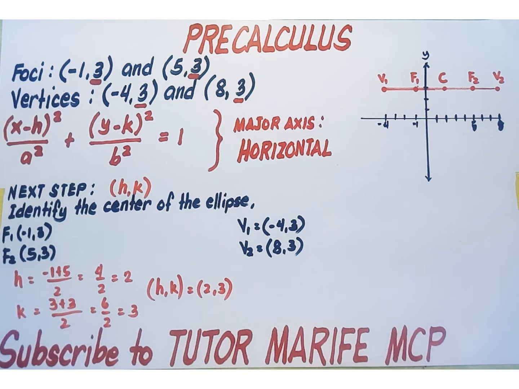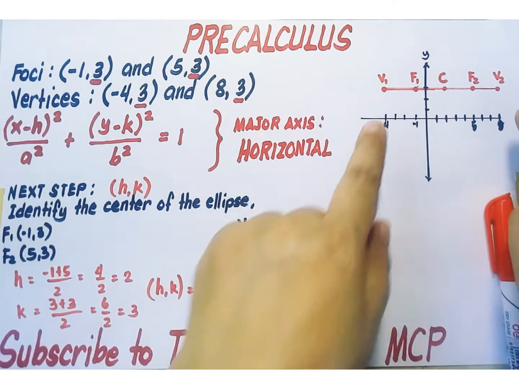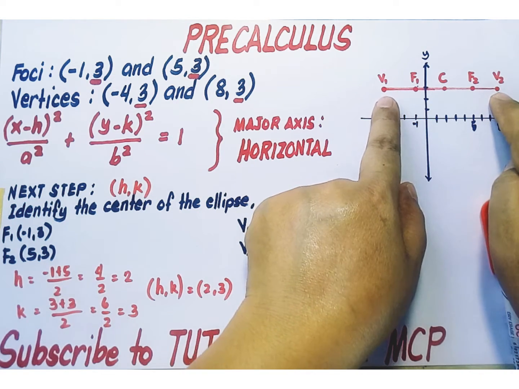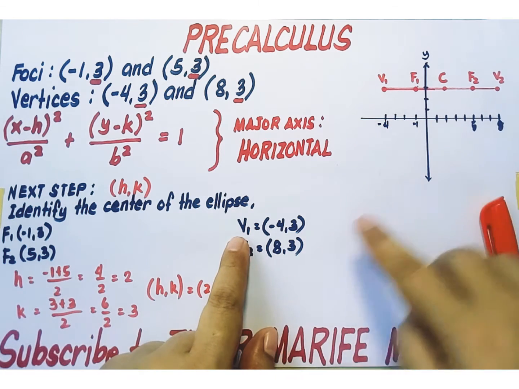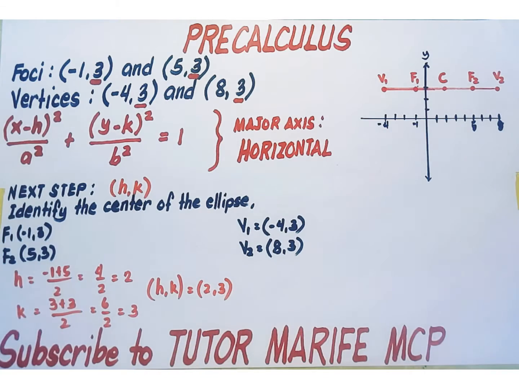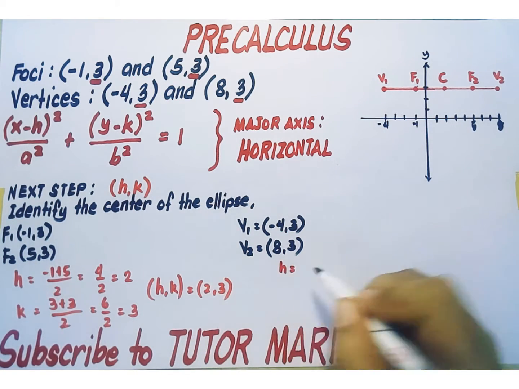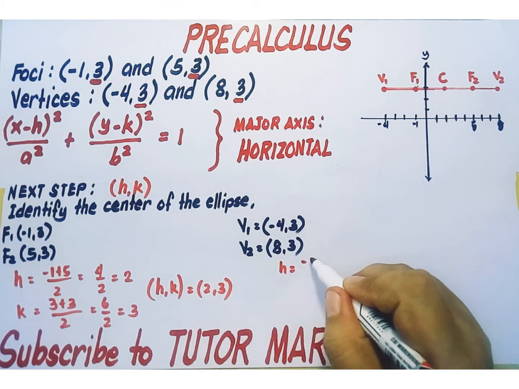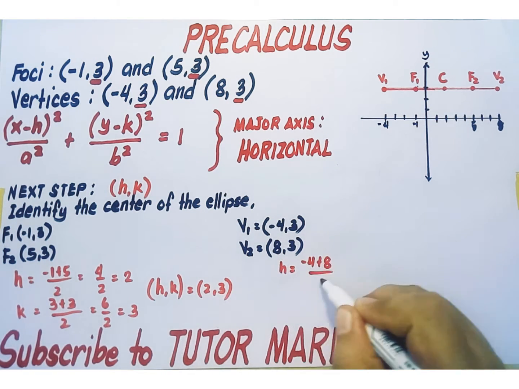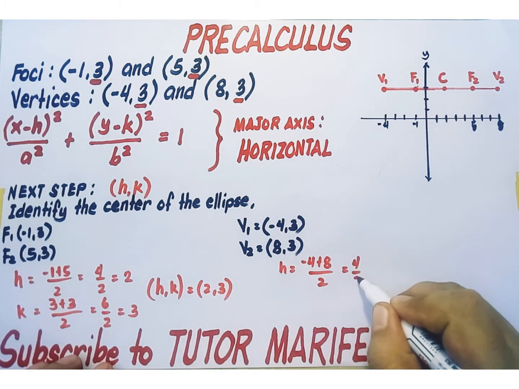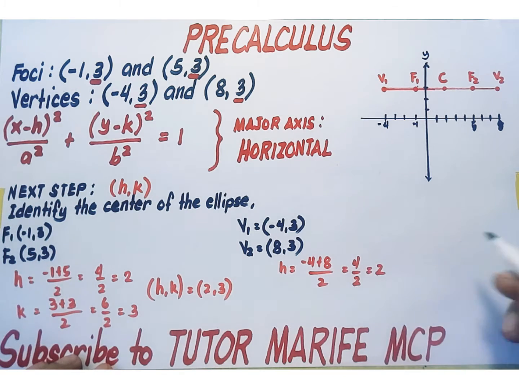The third way is to find the midpoint of the line segment with endpoints at V sub 1 and V sub 2, or the vertices of the ellipse. V sub 1 is at -4, 3. V sub 2 is at 8, 3. To find H, add up the x-coordinates, then divide by 2. -4 plus 8 divided by 2. -4 plus 8 is equal to 4. Divided by 2 equals 2.